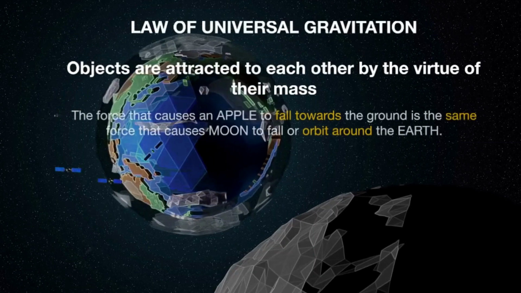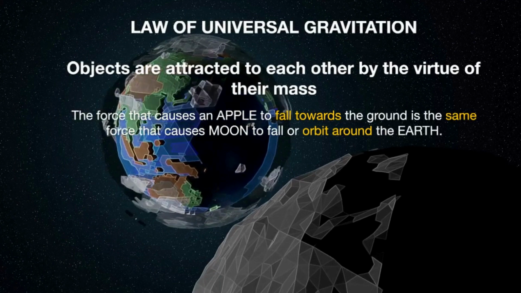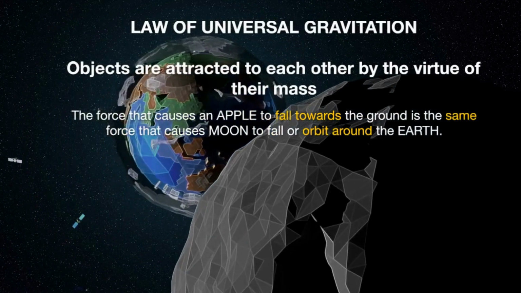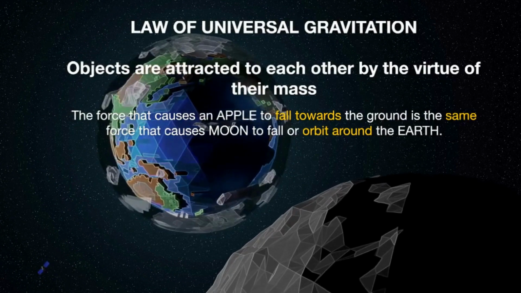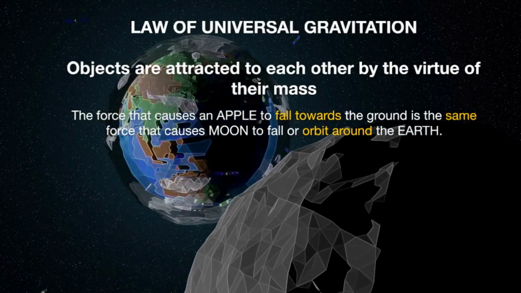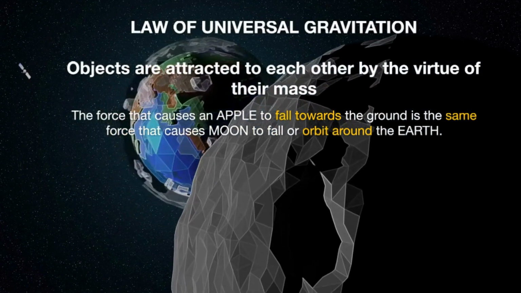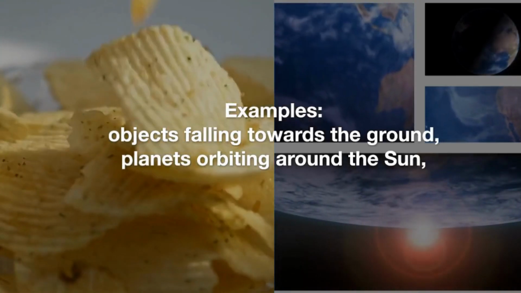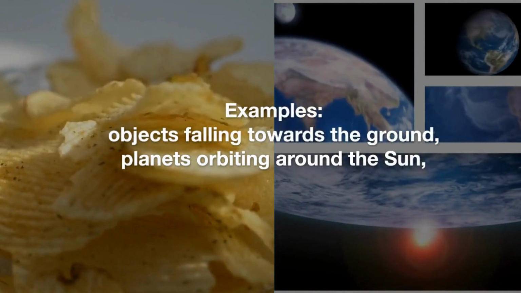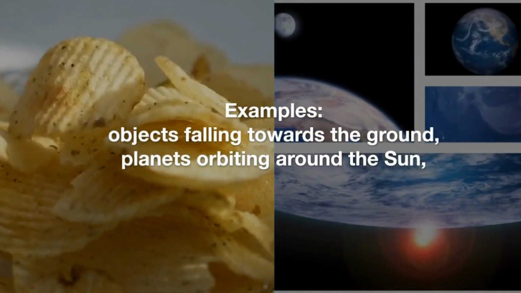Law of universal gravitation. Every object in the universe attracts every other object with a force that is directly proportional to the product of their masses and inversely proportional to the square of the distance between their centers. In simpler terms, this law explains why objects are attracted to each other due to gravity. For example, objects falling towards the ground when dropped. Planets orbiting around the sun due to gravitational attraction.